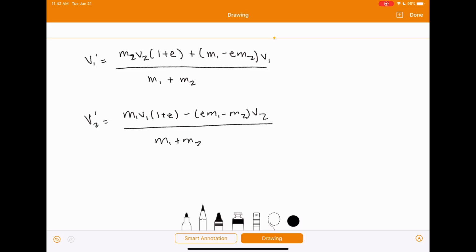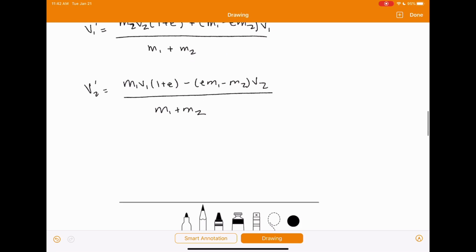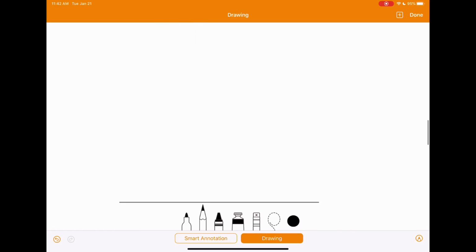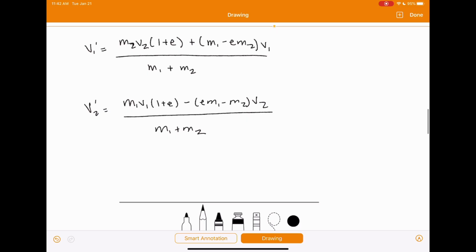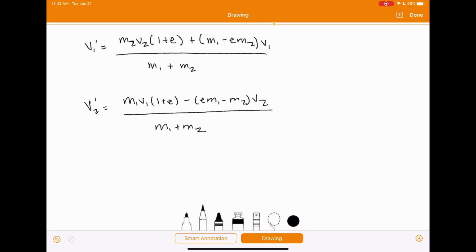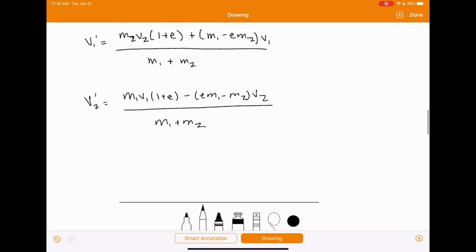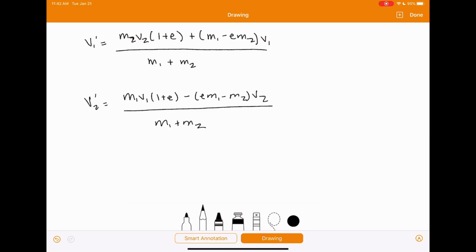And then V2 prime would be M1 V1 (1 plus E) minus (E M1 minus M2) V2, all over M1 plus M2. All right, I'm not going to do one of these examples with you because it's mostly just plugging and chugging. But you can go ahead and do one of these on your own. Here are those equations again if you want to take a screenshot of that or copy those down really fast. You can go ahead and pause the video and do that now.